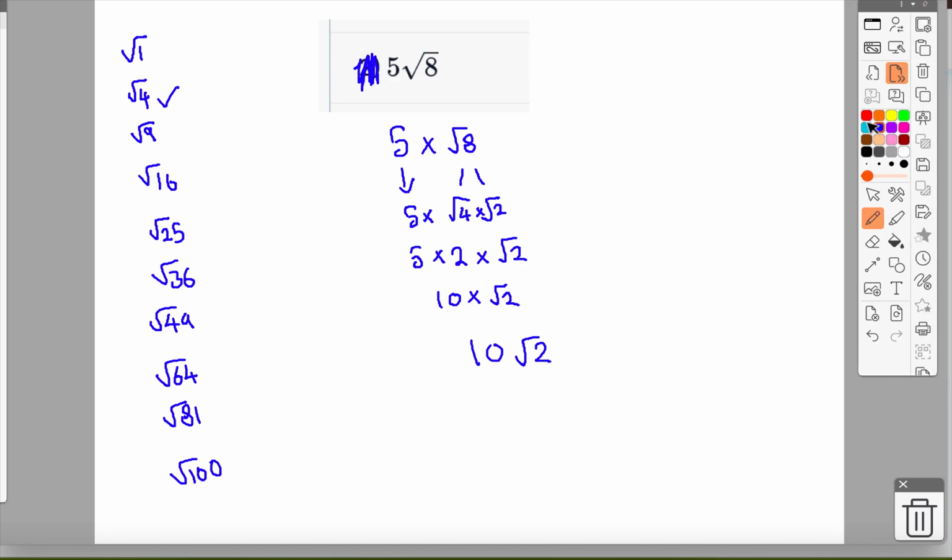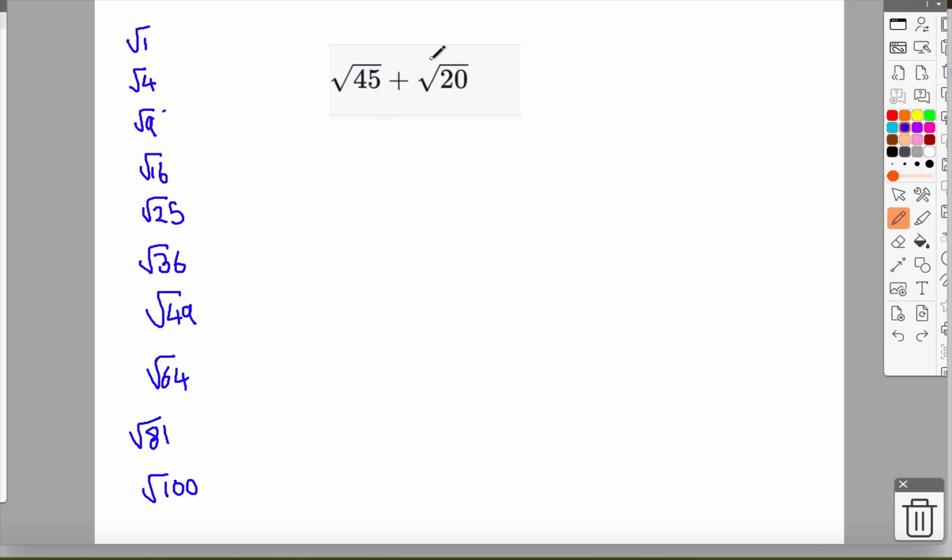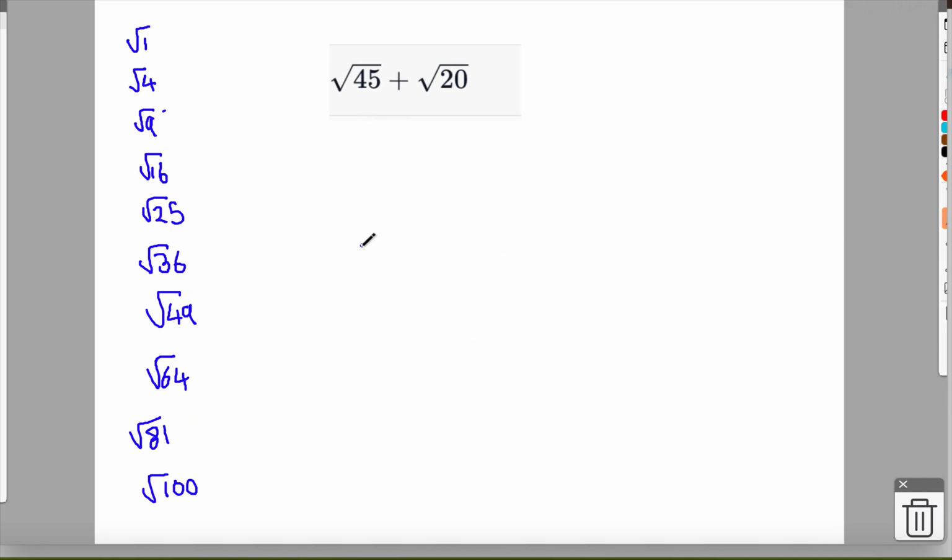The next thing that we can do with this is we can add and subtract surds. Now, when you're adding and subtracting surds, a bit like collecting like terms, you need things to be the same, like adding your a's together, adding your b's together, adding your a squares together, etc. With these, you need the same surd.